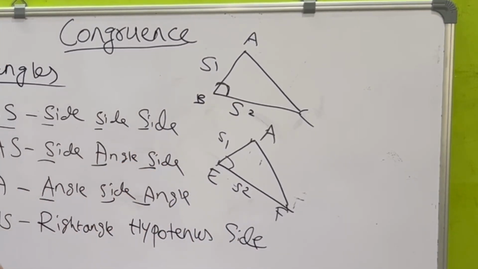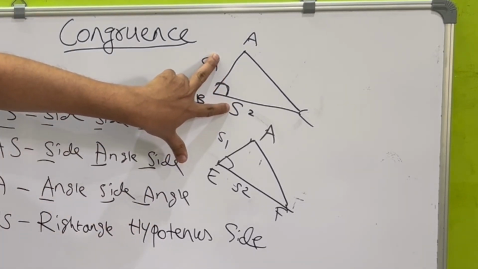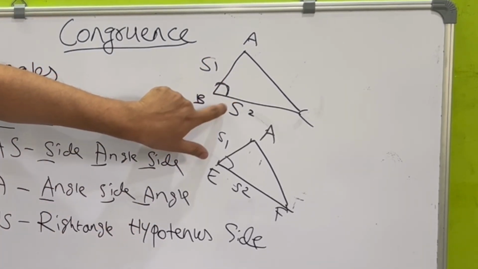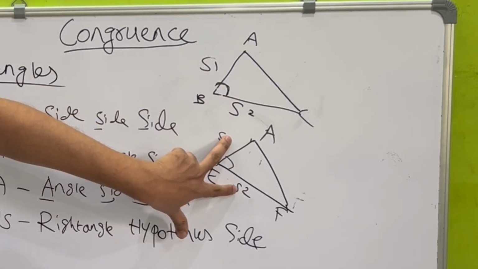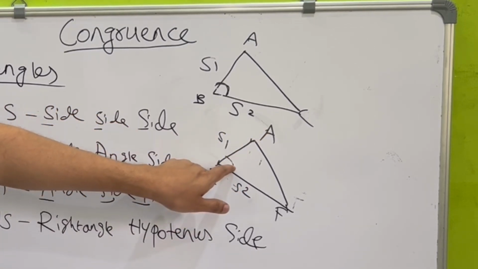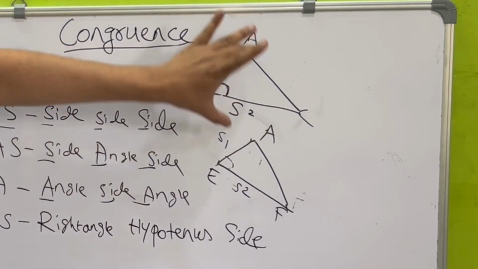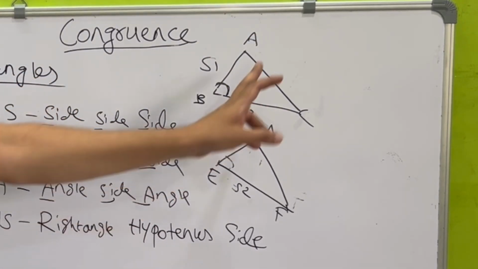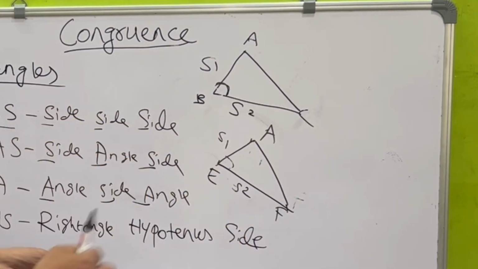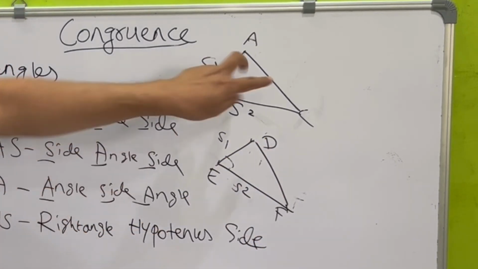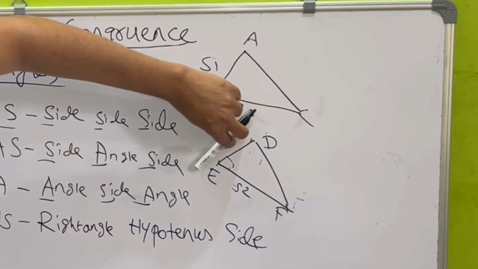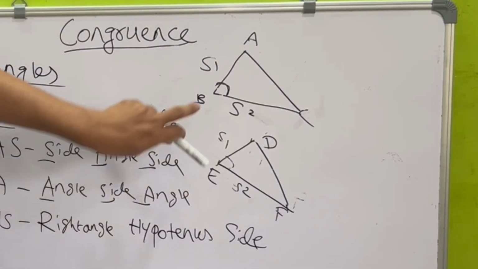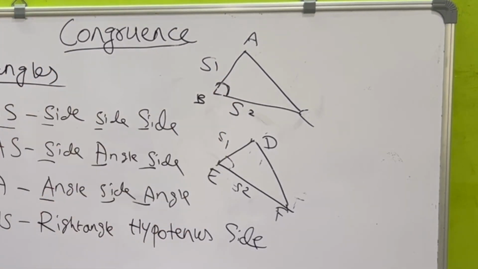So what the rule says is, if two sides of the first triangle and the included angle between these two sides are equal to two sides of another triangle and its included angle, then we can say both triangles are congruent. Forget about AC and DF. We are considering only the two sides, AB and DE, and BC and EF, and the angle in between them. If these are equal, we can say that these two triangles are congruent.